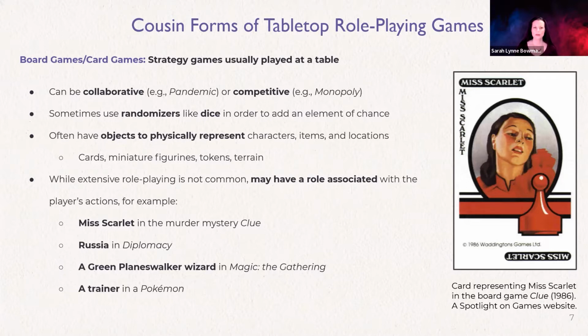And while extensive role playing during a board game or a card game is not very common, there may be a role that's associated with the player's actions. For example, here we have a picture of Miss Scarlet in the murder mystery game Clue. And this is the 1986 version of Miss Scarlet. And she also has this red token that is associated with her that you can move around the board.